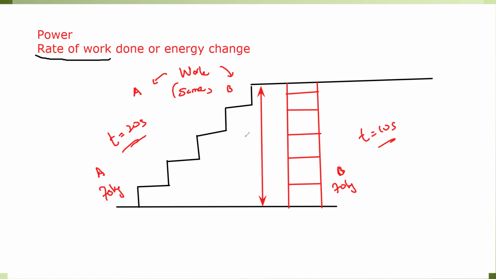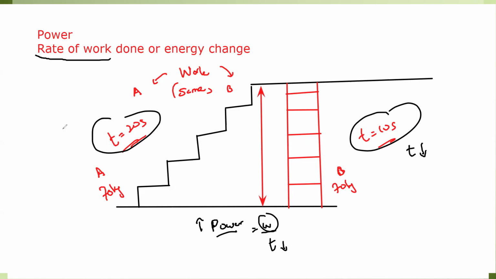But if I want to compare the power, power is work divided by time. They have the same work done, but they took different times. The one which takes the shortest time develops more power. So which one generates more power? B develops more power because the time is short. A uses less power because he takes a longer time to do the same work.